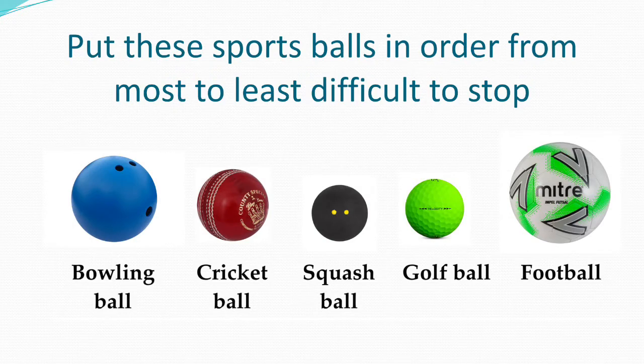To begin with, we have 5 different sports balls, and what I'd like you to do is put them in order from the most difficult to stop to the least difficult to stop, assuming that they're travelling at a typical speed for their appropriate sport. Pause the video now while you write in your books which order you think they would go in.